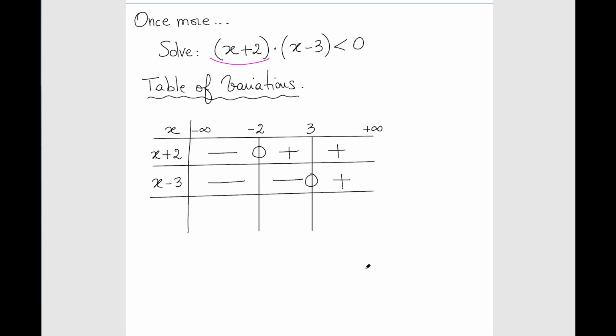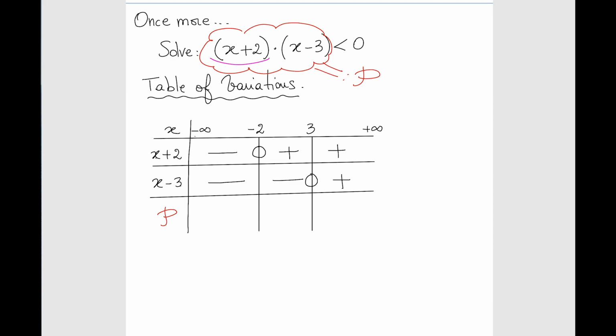Now, what we want is, we would like to understand when this entity here, this product, let me refer to it as P for product. I want to know when this product is negative. Well, let's create a row for this product P. Let's have it as the last row. The product P is made up of x plus 2 times x minus 3.